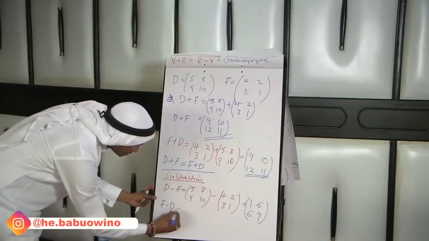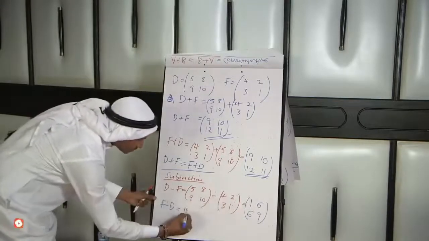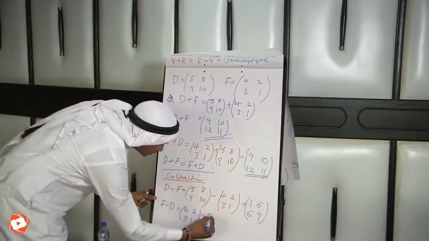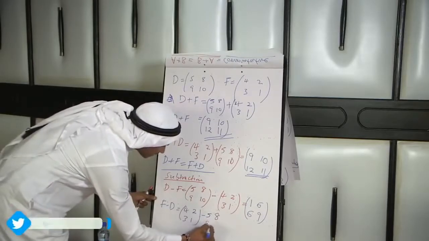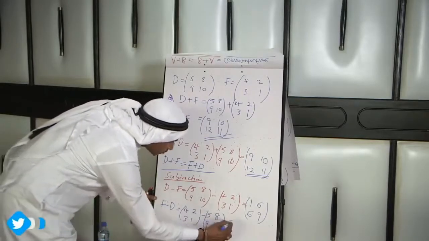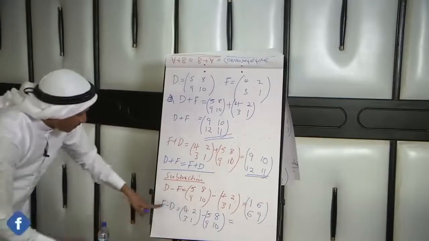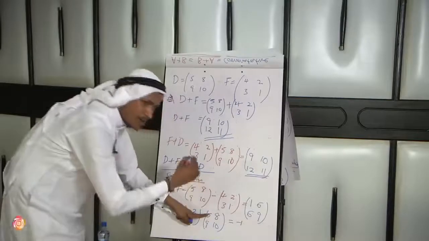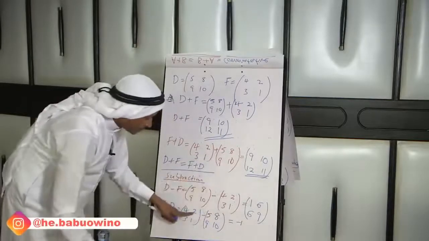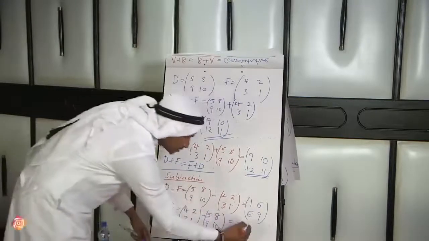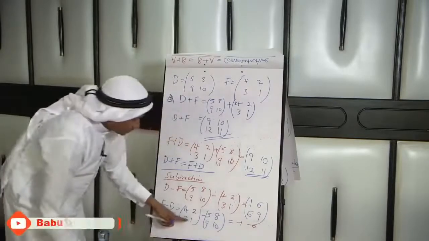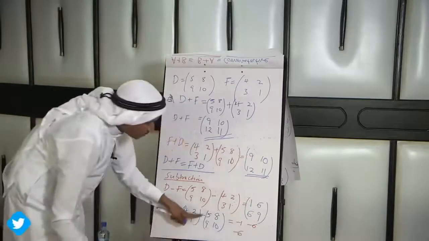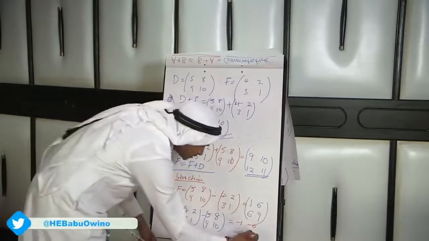Then F minus D. F is 4, 2, 3, 1, minus D, which is 5, 9, 8, 10. What do we get? Here we have 4 minus 5 is minus 1. Then 2 minus 8 is minus 6. 3 minus 9 is minus 6. 1 minus 10 is minus 9.